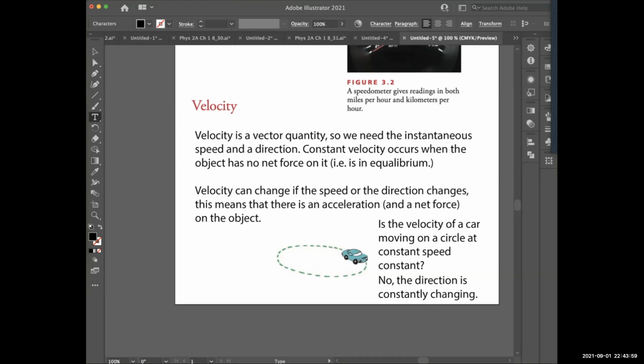And that is an acceleration. Even though the speed is the same as it goes around, the direction is changing. So therefore there's an acceleration. You can think of the length of the vector as staying constant, but the way it's pointing is changing. Yes, Addie.